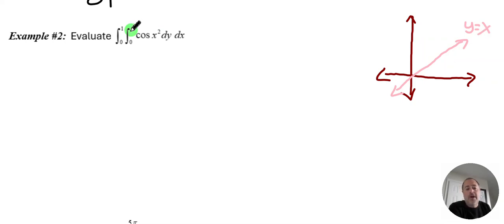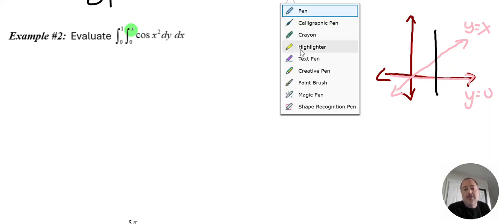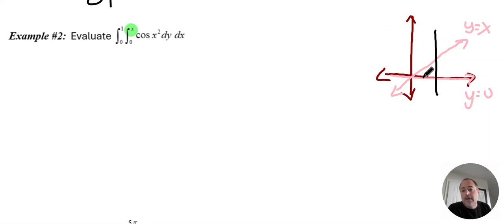So remember, this is y equals x and then y equals 0, right? And so y equals 0 is obviously going to be our x-axis. And then we're going to bound it from 0 to 1. So again, it's going to be this region. Let me try to make my highlight a little bit smaller there. Okay, so there's our little triangle.